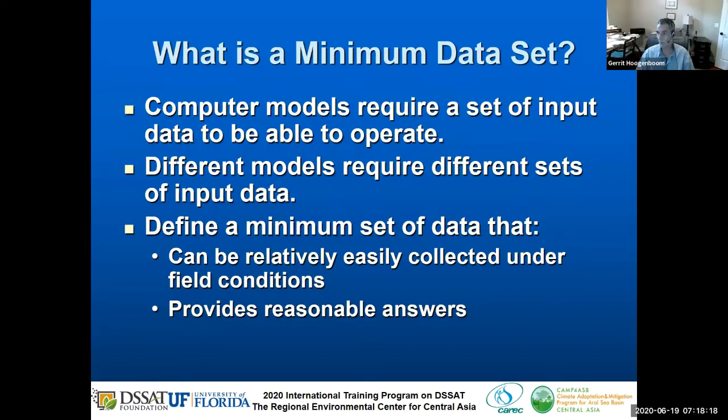So if you're running a weather forecasting model, it requires probably GCM input data, while if you're running a hydrologic model, it requires some type of soil-related data.